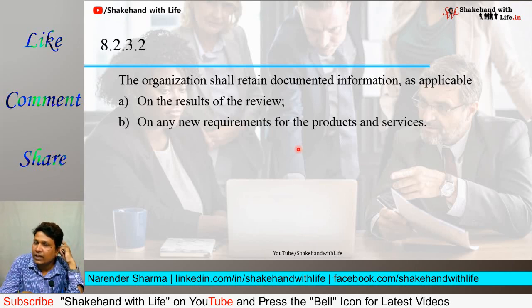And if there are changes in the product or service requirements, new requirements that come up must be incorporated in the contract or the order of the customer, or as documented information that should be put into the contract, since this kind of change is being required by the customer.